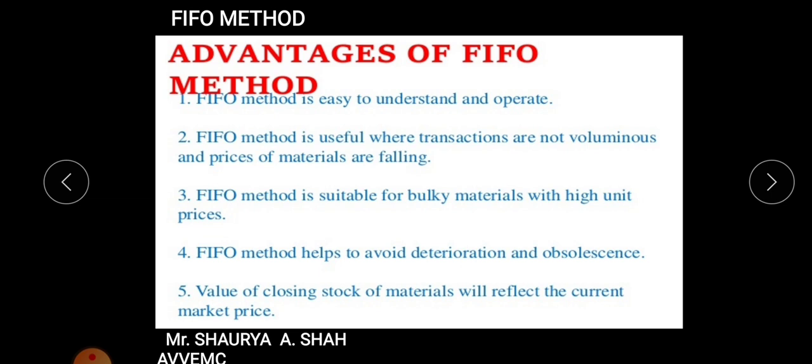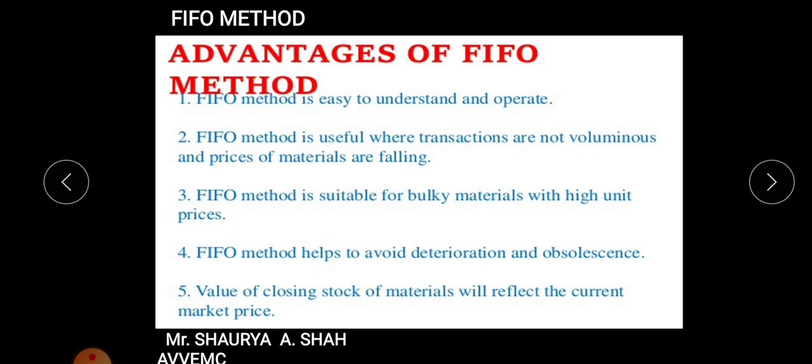The next is, the FIFO method is suitable for bulky material with high unit prices. Take for example steel, it is very bulky with high unit prices. Per unit, per kg, per ton prices are very high. So there the FIFO method is very useful because the thing which you are purchasing, you are immediately using it. Material purchased at different prices is used in that sequence only.